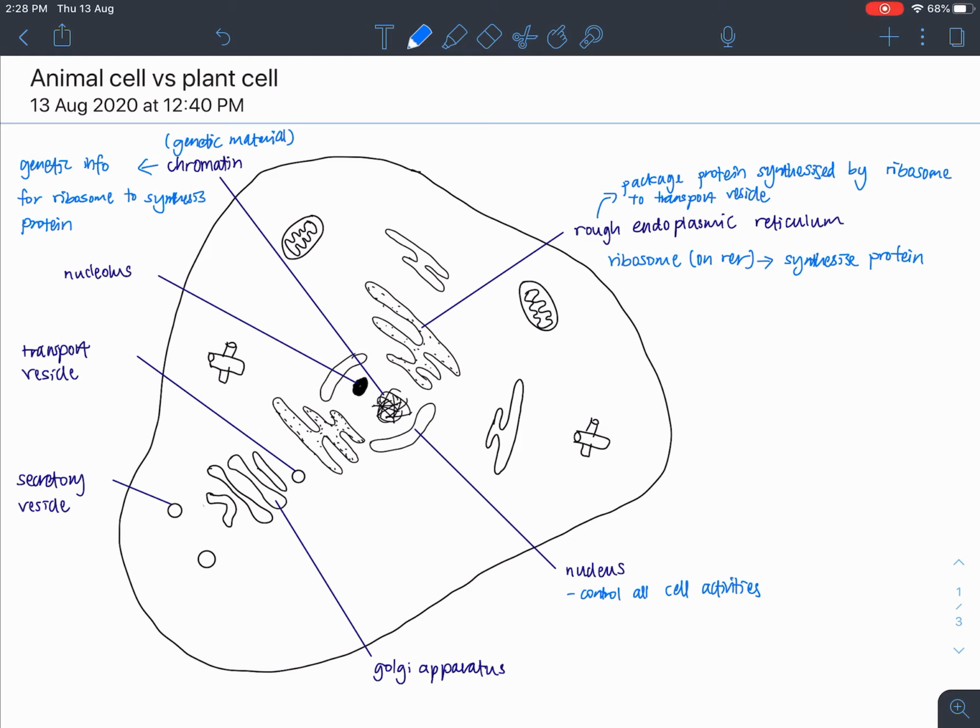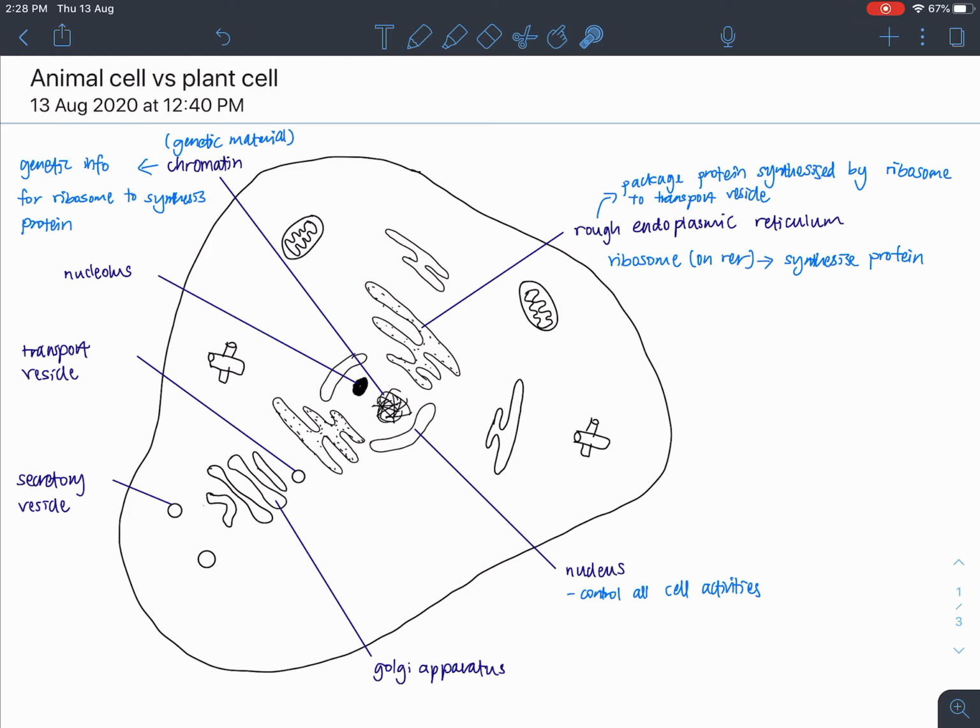The ribosome is the one which produces protein. Once the protein is produced, we don't know whether the environment inside the cytoplasm might destroy the protein. So we need a vesicle to protect the protein form. So RER will package the protein produced by the ribosome inside a transport vesicle. Then it will be transported to the Golgi apparatus.